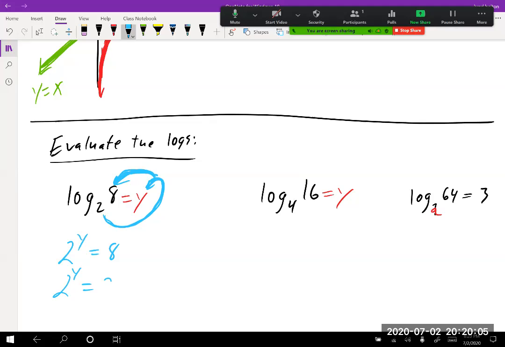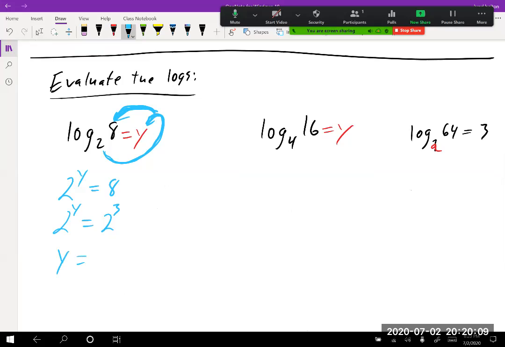So 2 to the y equals 8, which is 2 cubed. So then once again, we know y is equal to 3, okay? So then this would be log base 2 of 8 equals 3. The power that would be needed to make that happen would be 3.